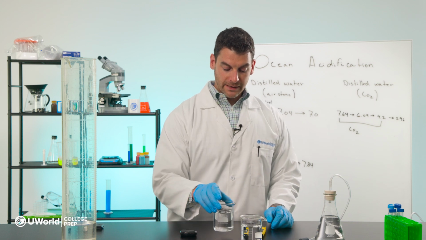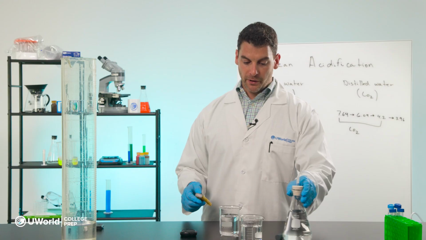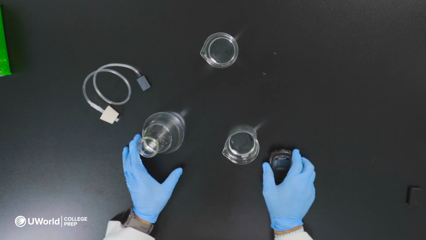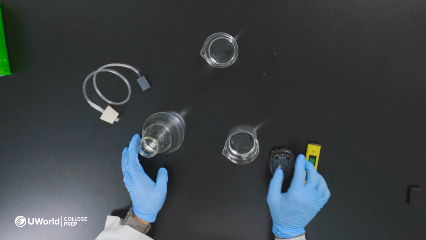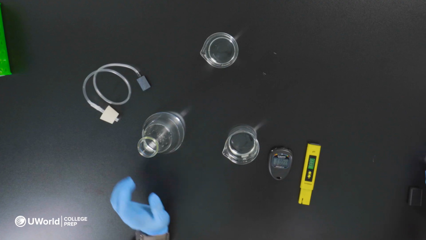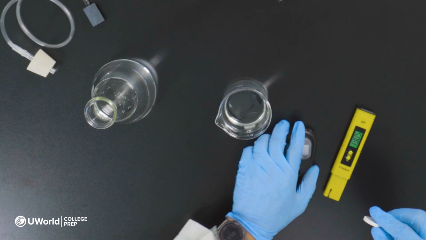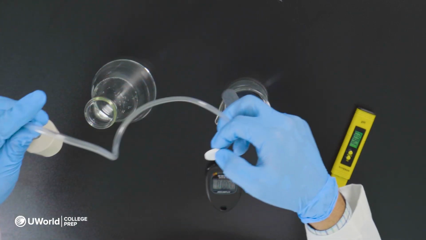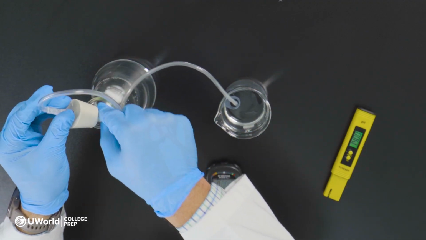use our effervescent tablet to mimic our change in atmospheric carbon dioxide. Then you need to make sure you have all of your tools ready to start measuring. We have our pH meter, we have our stopwatch, and we have our effervescence. So let's go ahead and add our air stone to our salt water, and in goes our effervescence.